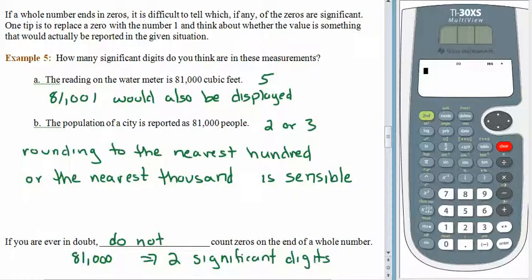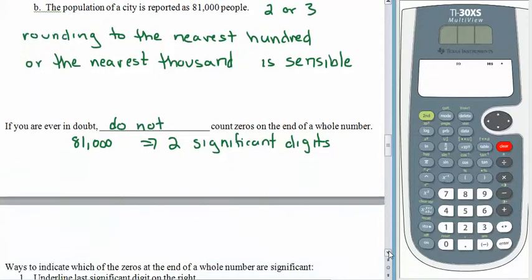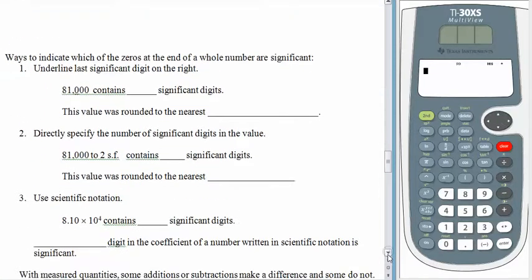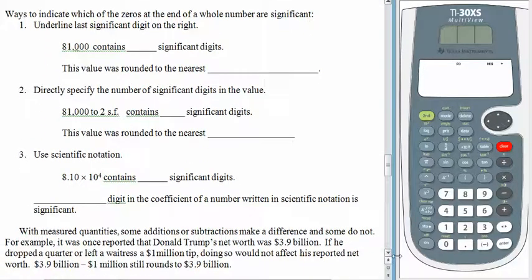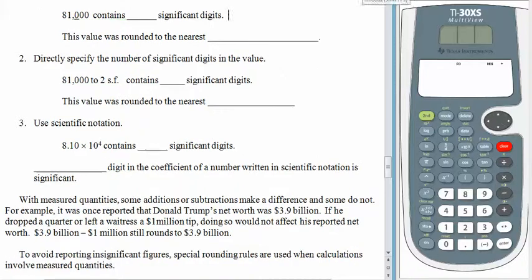Now, in technical fields, we have to be able to tell people how many significant digits we have. We can't just go around deciding that the zeros count or the zeros don't count depending upon how we're feeling that day. So what do people do? And there are a couple of options. One thing that happens is that people underline a zero if it's significant, or at least the far right zero of all the significant digits.